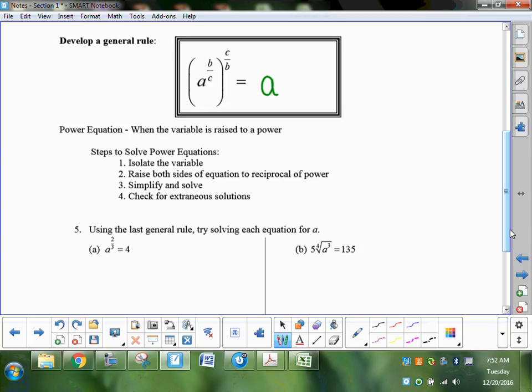Now, you have it much easier than I because this goes through and checks. You can use fractional exponent notation or radical notation. We'll show you the difference. Take a look at number 5.